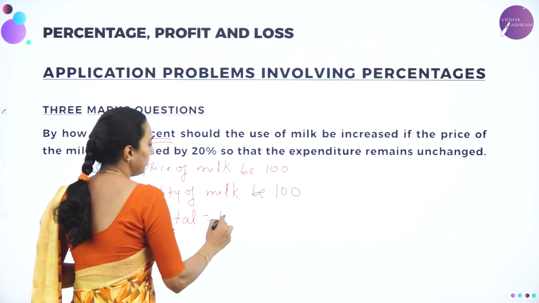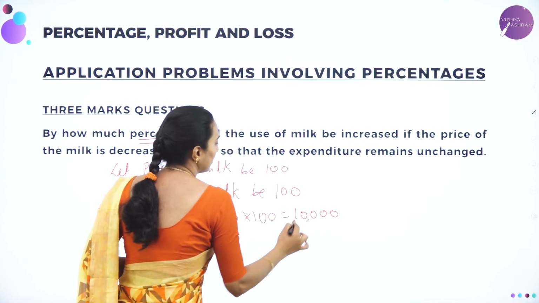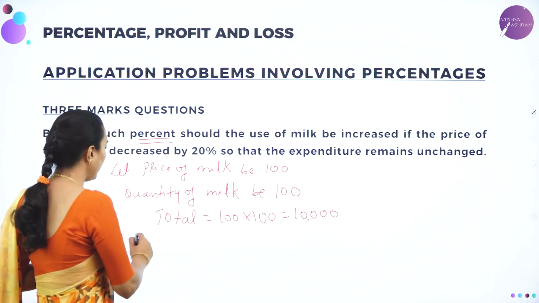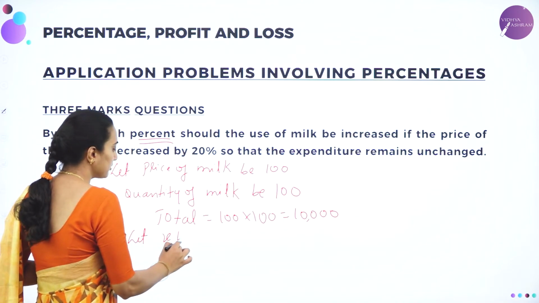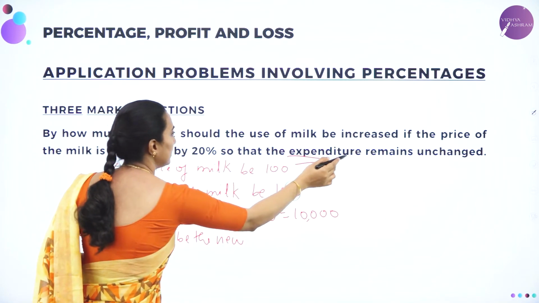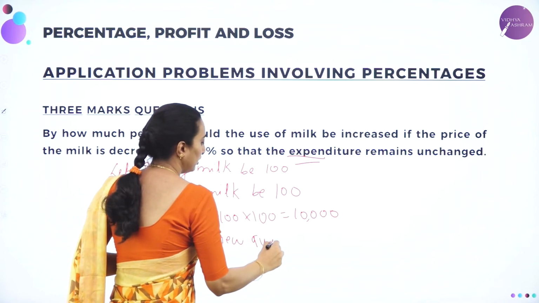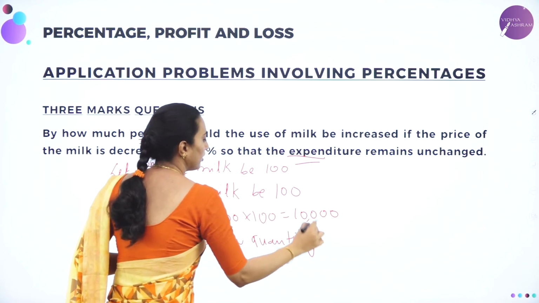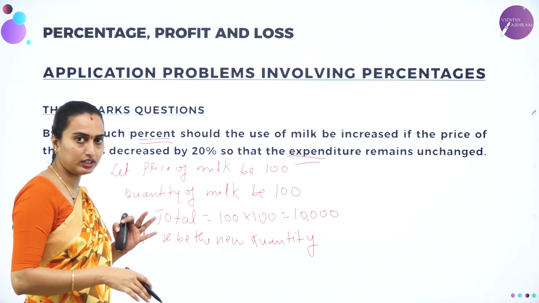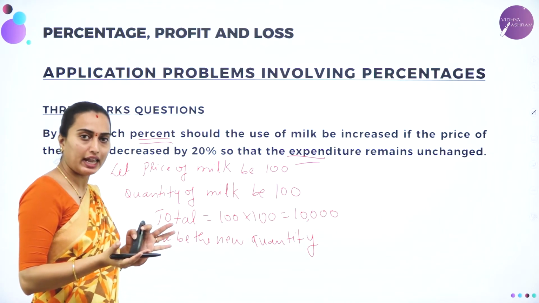Total will be 100 into 100, which is equal to 10,000, correct? Now, let x be the new quantity, because the expenditure remains unchanged. If x is the new quantity, the new price will be equal to 80x, because 100 minus 20 is nothing but 80, isn't it?